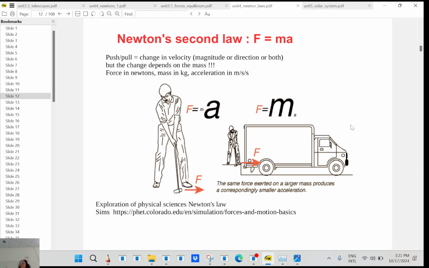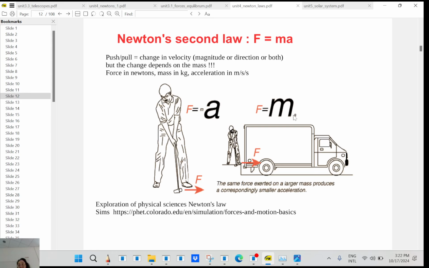So that was the first law of Newton. Second law of Newton, F equals ma. You already know that. As long as there is a net force, there will be an acceleration. How much acceleration you get depends, of course, on the mass. If you have a small mass, for the same force, you're going to have a huge acceleration. For the same force, if you have a huge mass, you're going to have a small acceleration.